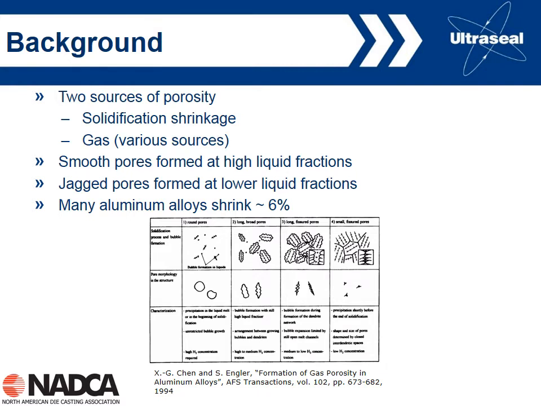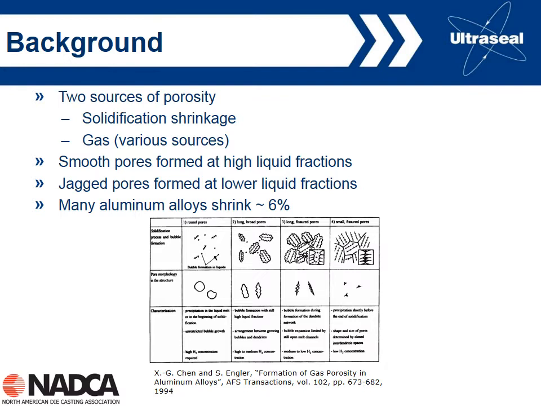Again, we've talked about this slide in the previous webinars, but we need to keep in mind where the porosity is coming from. As we talked about before, there's 2 major sources of porosity: solidification shrinkage from the volumetric shrinkage as the metal solidifies, around 6% in aluminum alloys, a little bit less in zinc and magnesium. And then the second source is gas entrapment, gases from different sources.